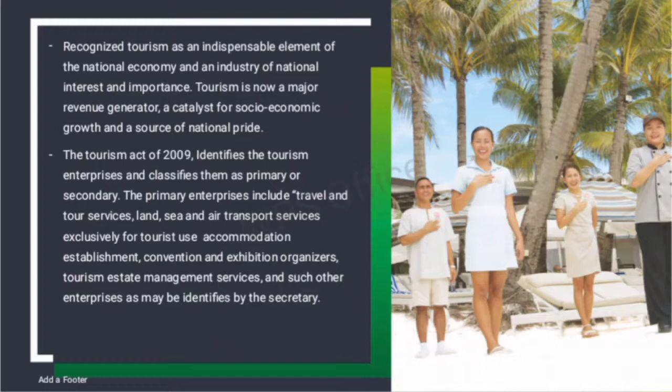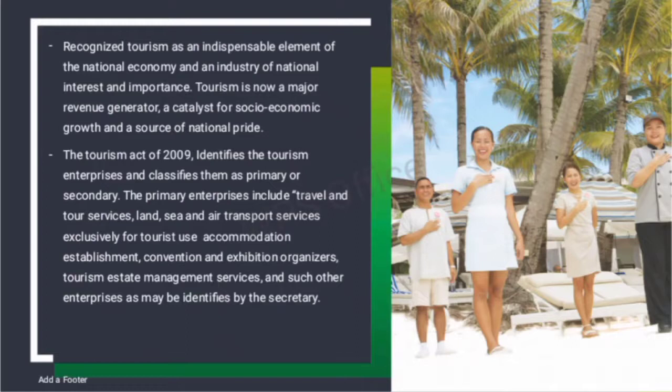Next, the Tourism Act of 2009 identifies the tourism enterprises and classifies them as primary or secondary. The primary enterprises include travel and tour services, land, sea, and air transport services exclusively for tourist use, accommodation establishments, convention and exhibition organizers, tourist estates management services, and such other enterprises as may be identified by the Secretary after due consultation with concerned sectors. The primary enterprises include travel and tour services, which are the travel agencies, tour operators, etc. And for tourist transport services, these are for tourist use, including airports, taxis, and tourist drivers.